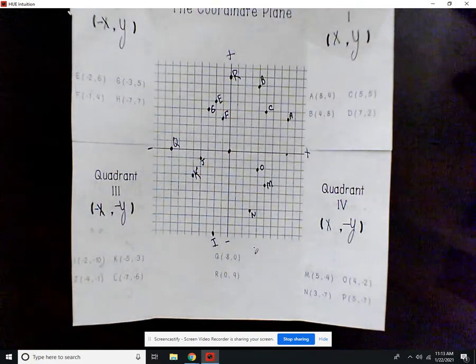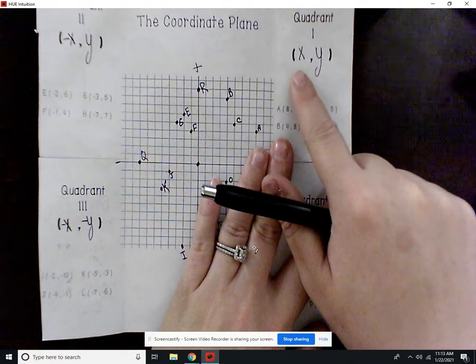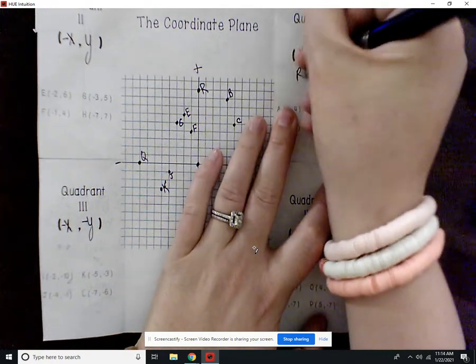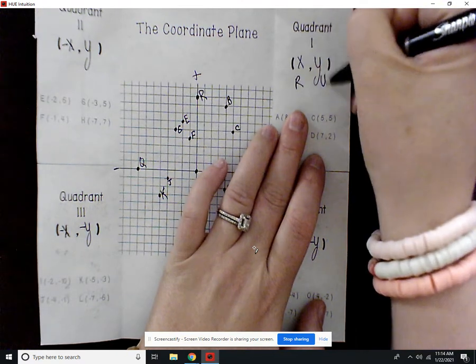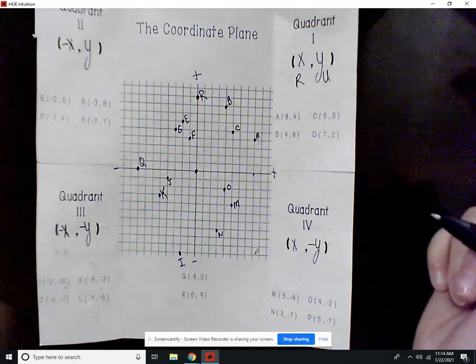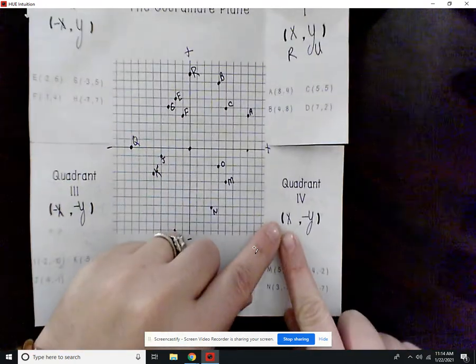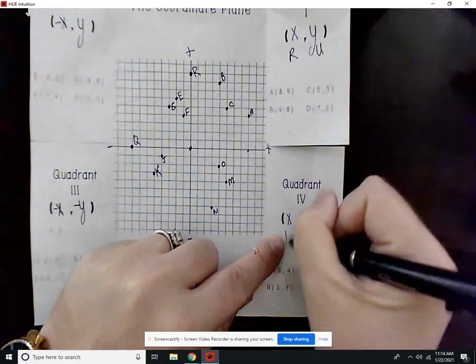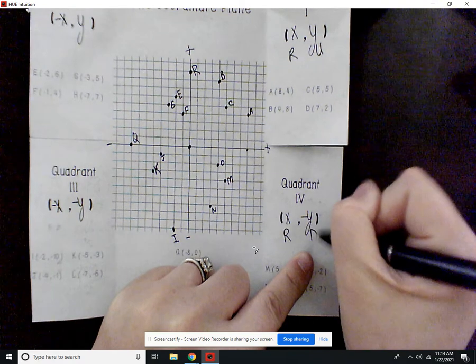Okay, so I'm going to go back and add some notes about which direction. So for quadrant 1, our X, we're going to go right because it's positive. And then for Y, we're going to go up. So I'm just putting an R and a U for right, U is up. And then left, put an L, D would be down. Okay, so quadrant 4, X is positive, so we're going to go to the right. And since our Y is negative, we're going to go down.